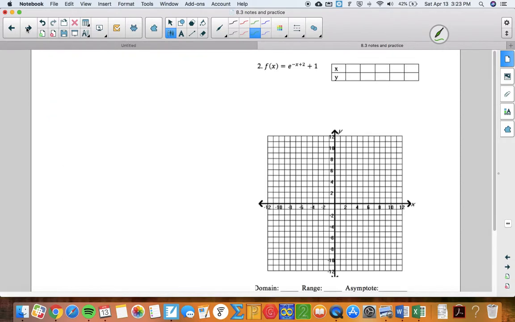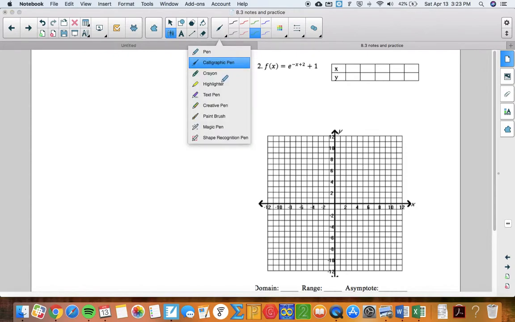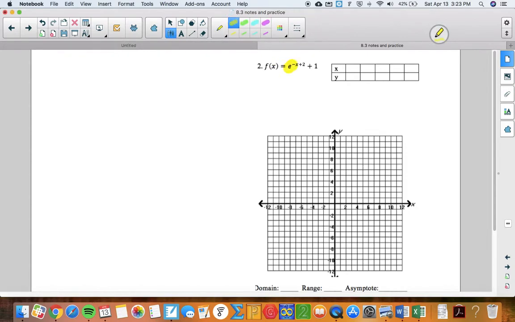Let's try this one. So here is your parent function, which you're going to plug into the calculator. And then the plus 2 means that we're going to shift to the left 2. And then the plus 1 afterwards means that we'll go up 1. So we'll take all these points and shift them left 2, up 1. So we'll plug in these values to see what they get us into this mother function.